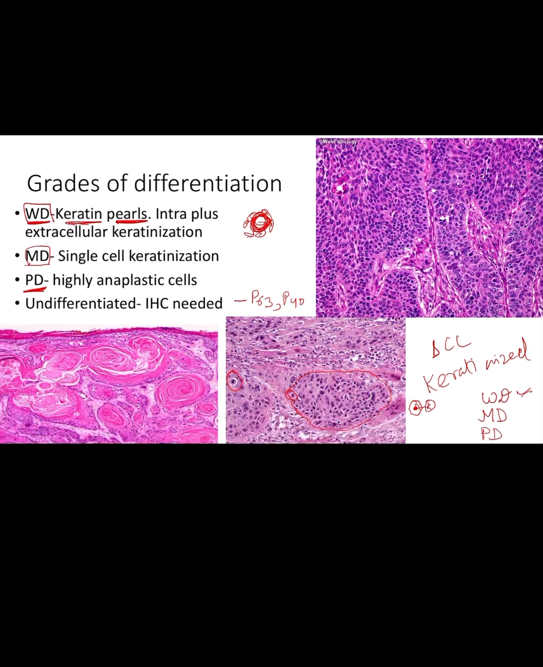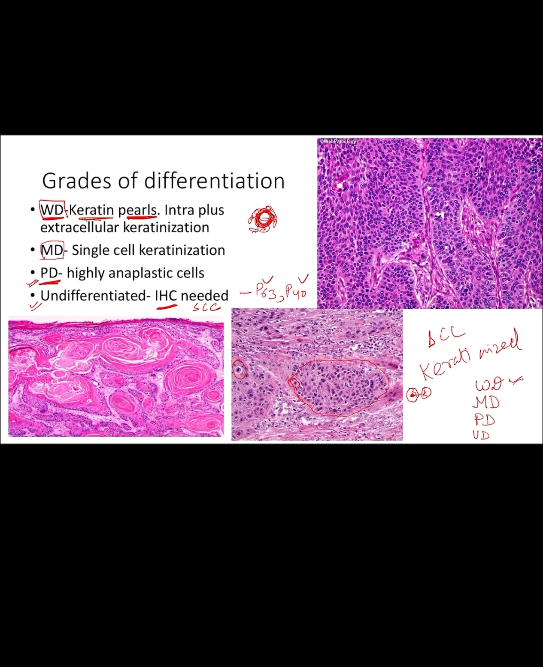Sometimes, for poorly differentiated and undifferentiated tumors where we don't find evidence of keratinization, we may use immunohistochemistry for confirmation of the diagnosis of SCC. Markers like P63 and P40 can be used. So basically, the difference between well and poorly differentiated tumors is the degree of keratinization, which is most in well-differentiated tumors and least in poorly differentiated tumors. So these are the three grades.